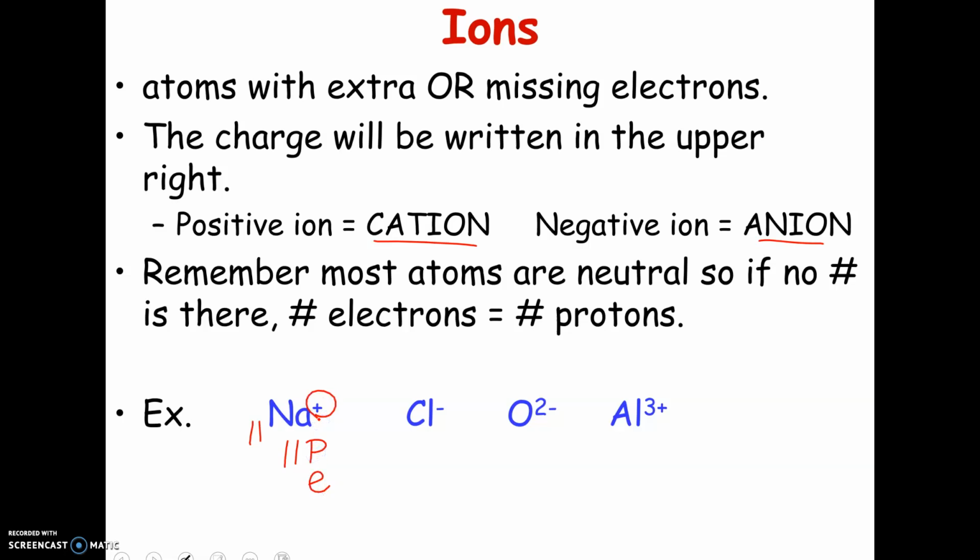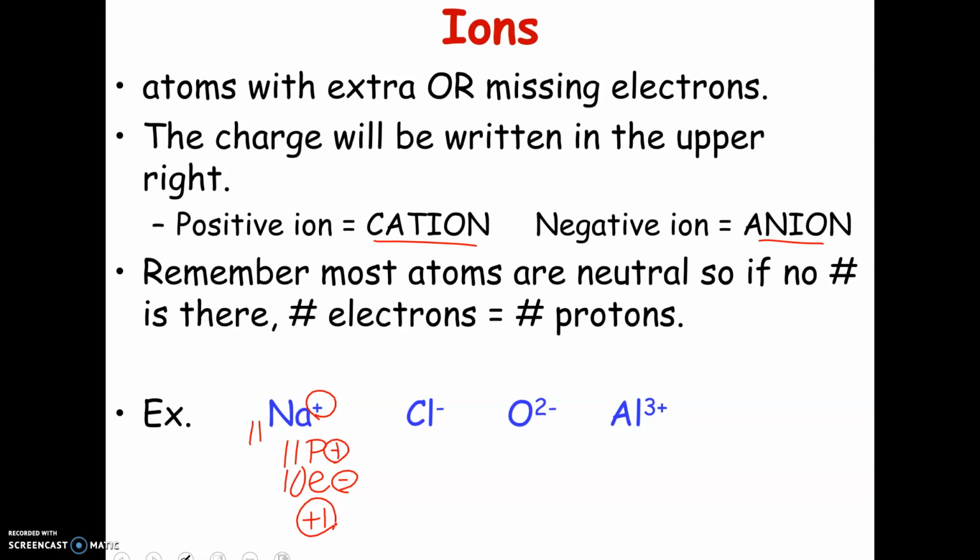That means it's missing an electron. So it actually only has 10 electrons. And again, the reason why is because protons are positive. Electrons are negative, right? So if I do 11 minus 10, I get a positive 1 charge. I have a plus 1. I have 1 more proton than electrons.